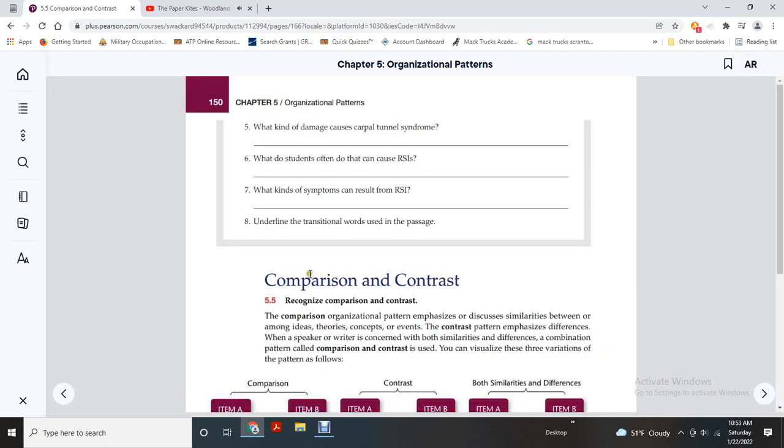Alright, comparison and contrast. 5.5, recognize comparison and contrast. The comparison organizational pattern emphasizes the discussion of similarities between or among ideas, theories, concepts, or events. Contrast patterns emphasize the differences. When the speaker or writer is concerned with both similarities and differences, a combination pattern called comparison and contrast is used. You can visualize these three variation patterns as follows.